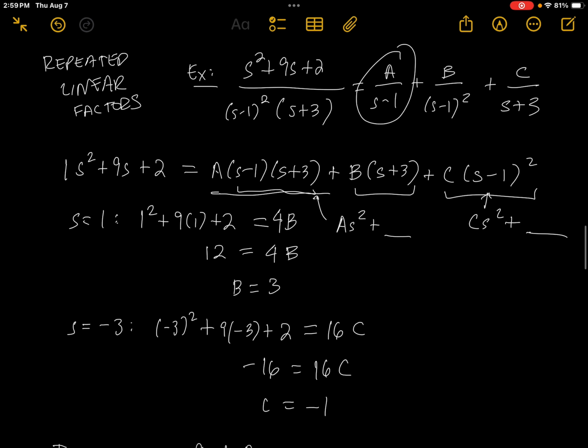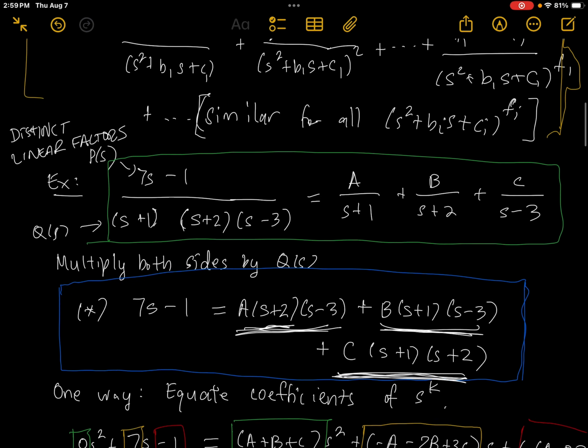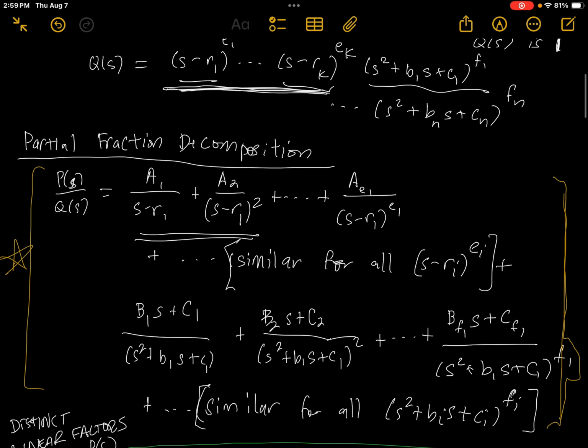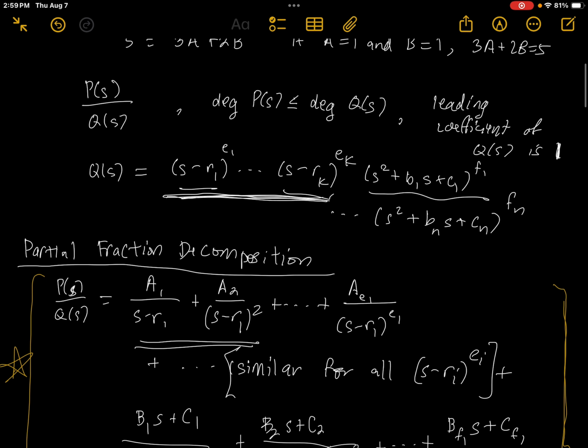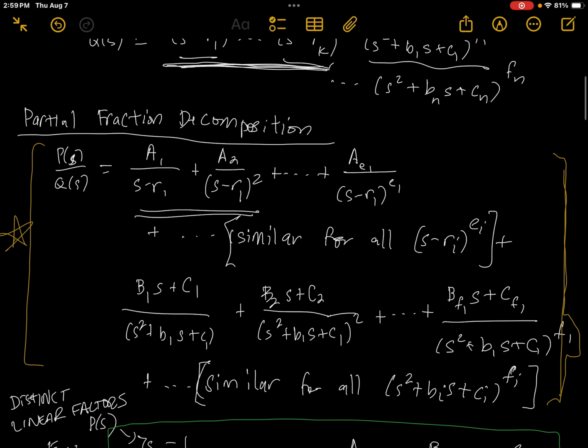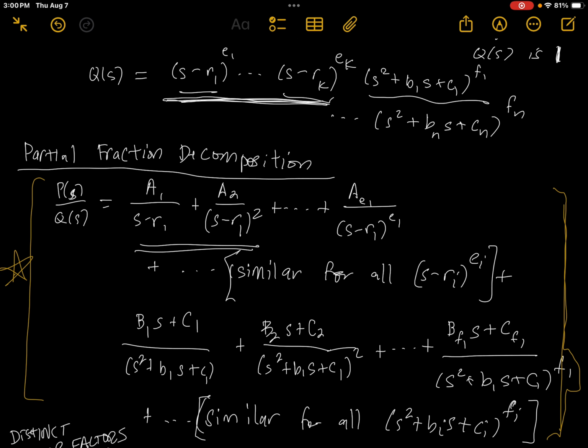Basically, you're going to get 3 equations with B and C, and that one is not going to have a solution. Okay? So it turns out that in the general theory, you really do need a term for each of the powers leading up to the power that you have. Okay, so that's all I want to say about partial fractions. Thanks.